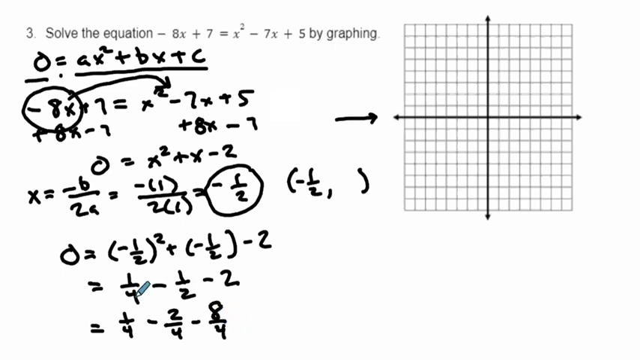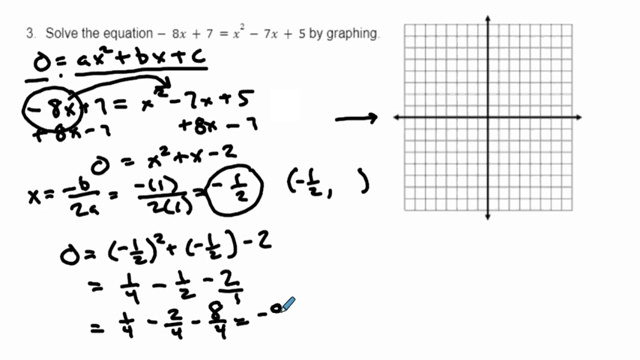I picked 4 because 4 is my common denominator, because we have 4, 2, and 1, and the smallest number they all go into is 4. So that's why I chose that. So you have 1 minus 2, which is negative 1, minus 8, which is negative 9.